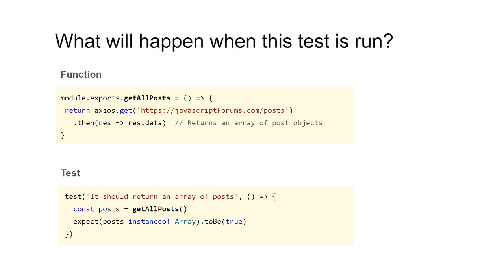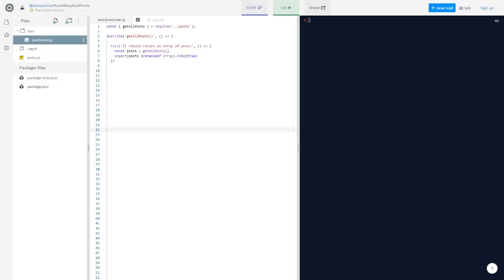What will happen when this test is run? Let's go take a look. Now I'm in the Repl looking at my test for the post function. When I run it, I expect this to pass because my getAllPosts function returns an array. Let's see what actually happens.